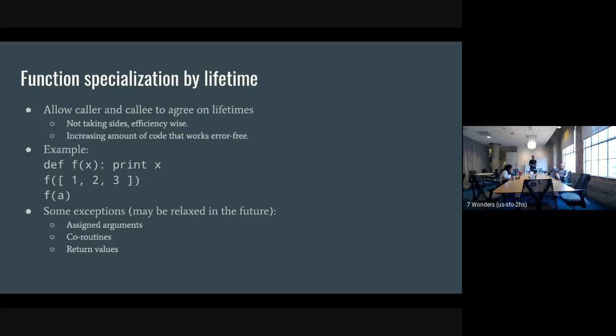There's some exceptions to when this happens. Signed arguments currently always own. That just seems to work better. Coroutines, because they actually exist after the function has returned, typically own all their variables, and as we saw, return values. But some of these may be relaxed in the future.